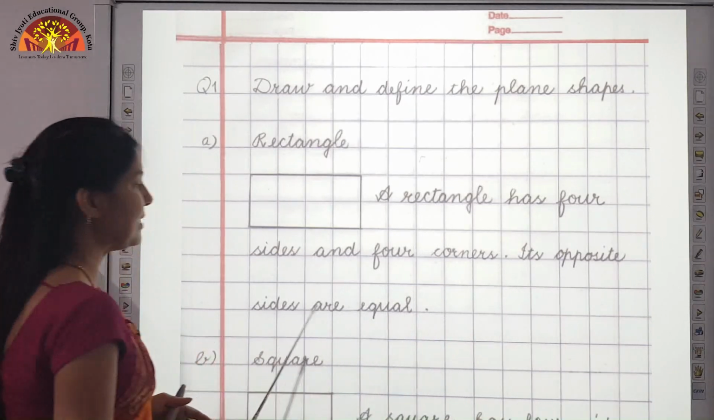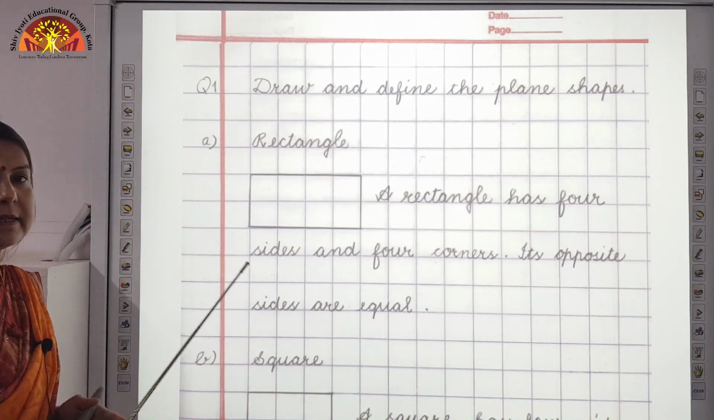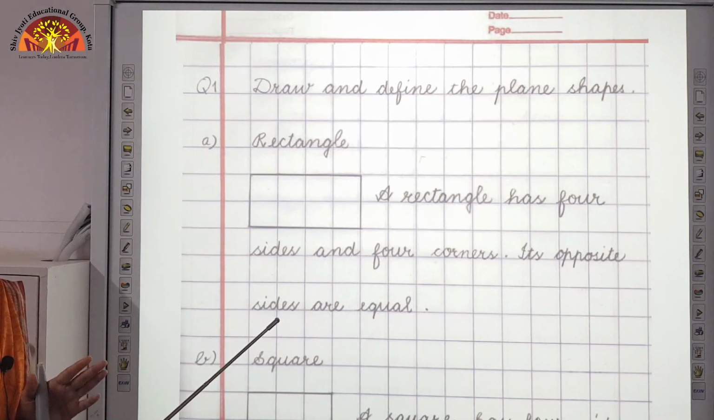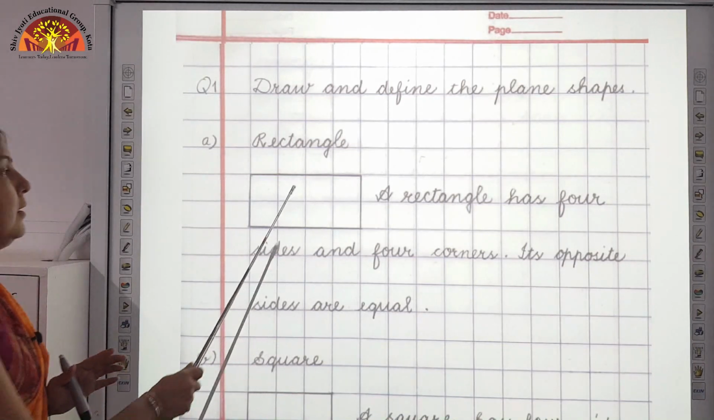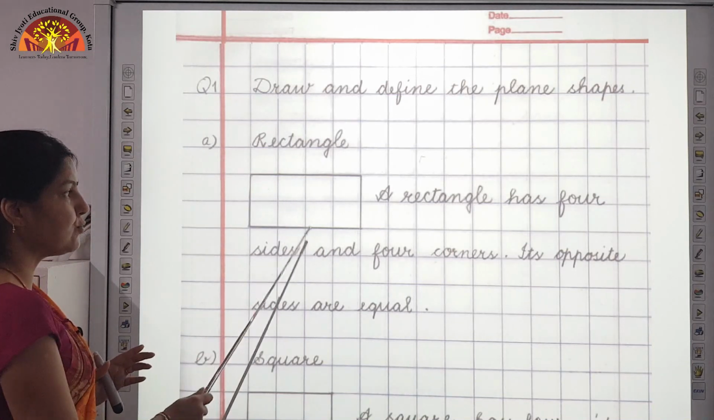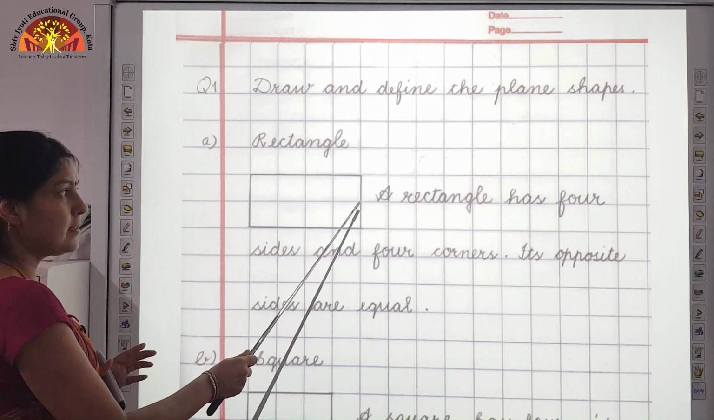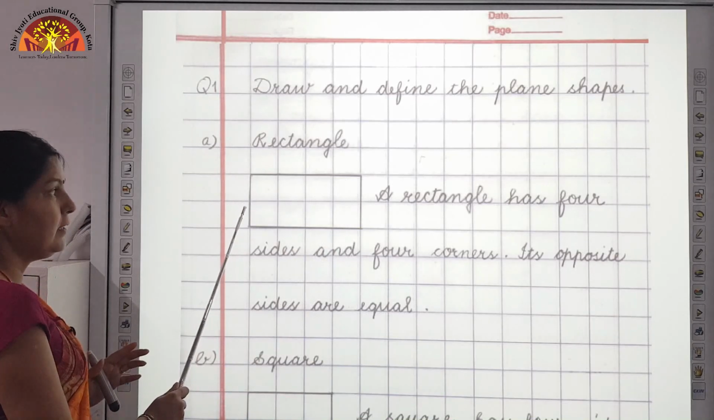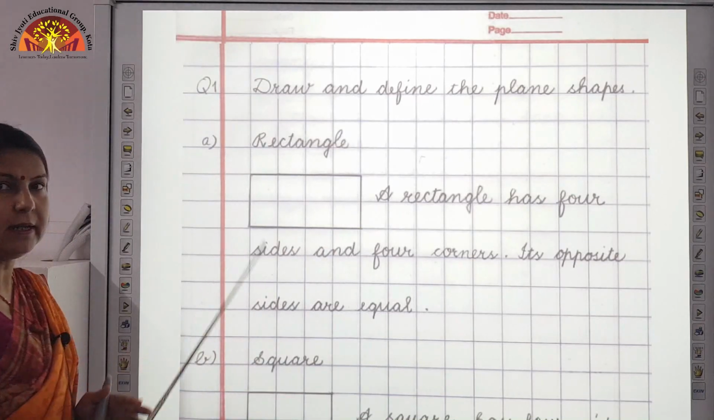Its opposite sides are equal. Children, a rectangle has 4 sides, and its opposite sides are equal. This side is opposite of this side, so these two sides will be equal. This side is opposite of this side, so these two sides will be equal.